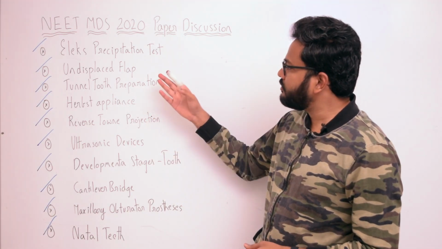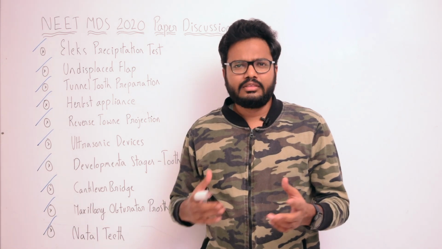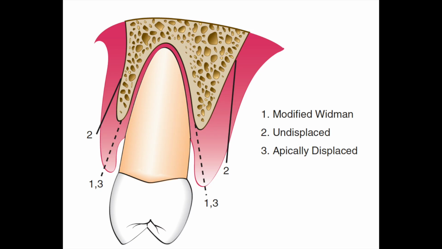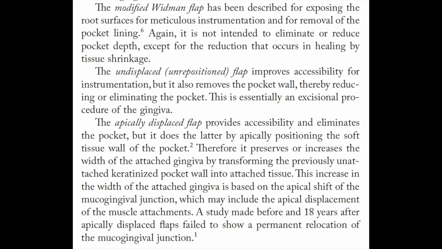Now let's move on to the next question, undisplaced flap. One of you is telling me there is a question pertaining to incision. As you can see, we have different locations of internal bevel incisions for different types of flaps, which include modified Widman, undisplaced and apically displaced flap, and here is some literature pertaining to the same.